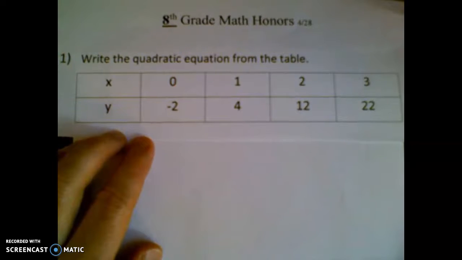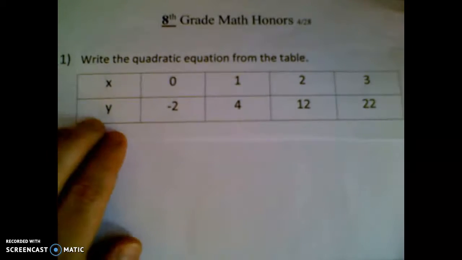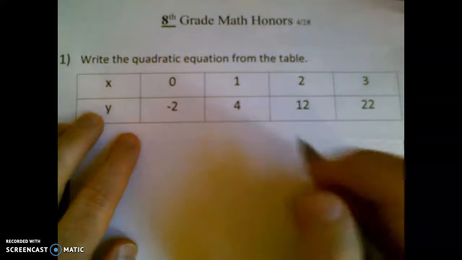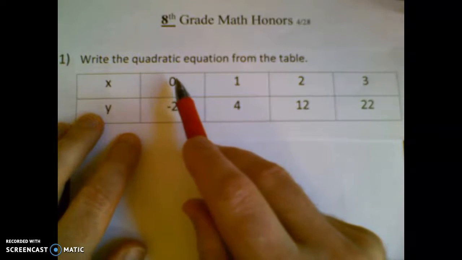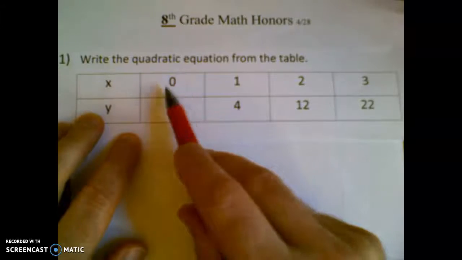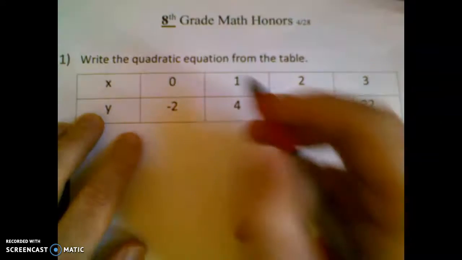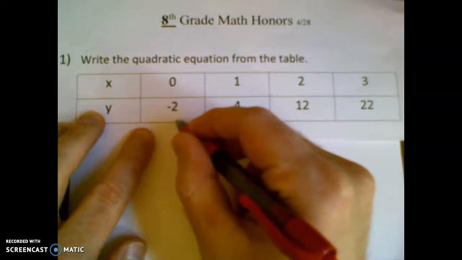Here are the answers to the warm-ups on April 28th. So write the quadratic equation from the table. Again, because the table is going up by 1 on the x, for the x value, it's fairly simple to write the equation. First step is to figure out how much it's changing by.